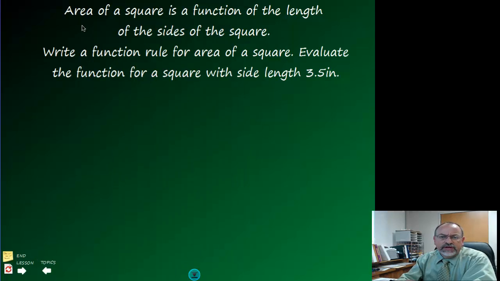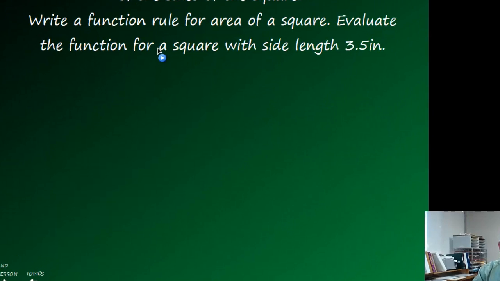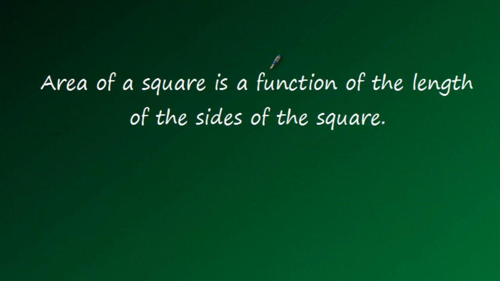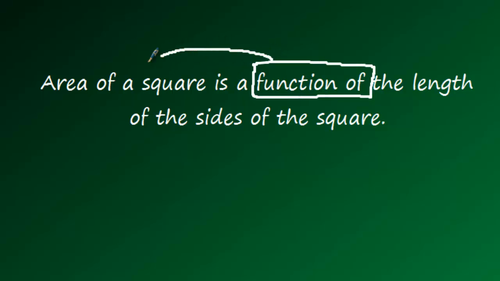So here's a quick example. We have this problem here. It says the area of a square is a function of the length of the sides of the square. As soon as I read that phrase, I should see, oh, there's something I know that I've seen before. That's an indicator. It tells me something. What comes first, before it, is going to be my y, or my dependent variable, and what comes after is going to be my x. That's going to be my independent.